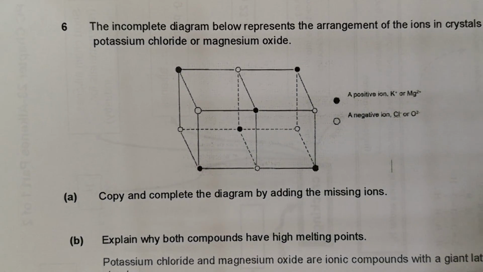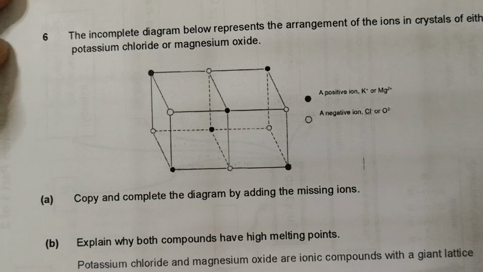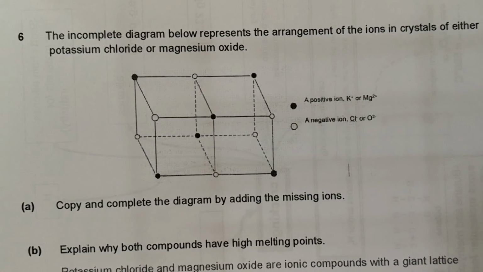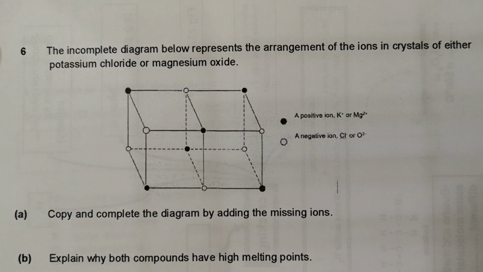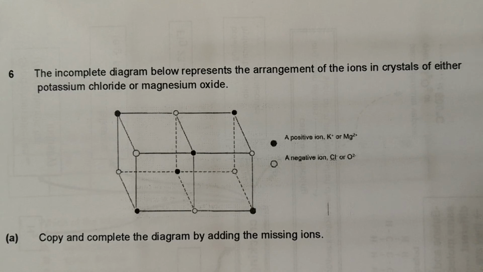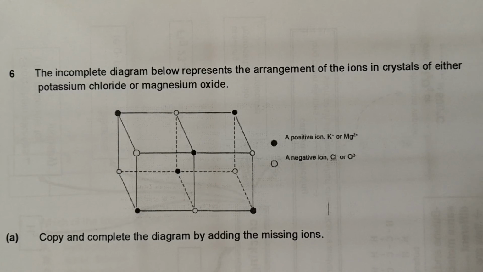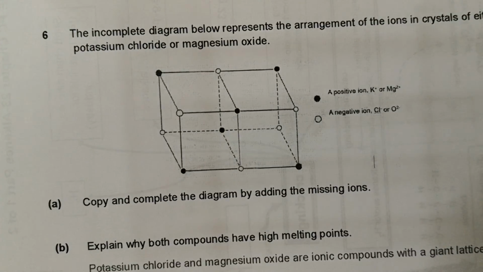All right. I'm going a bit fast because you can see the questions are very, very similar to each other. Number 6: the incomplete diagram below represents the arrangement of the ions in crystals of either potassium chloride or magnesium oxide. Copy and complete the diagram by adding the missing ions.